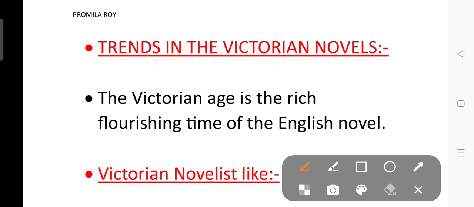And his range of subject is also wide. Understood? There is a wide variety of moods and subject matters. And creative imagination: you will find creative imaginations in their writings.